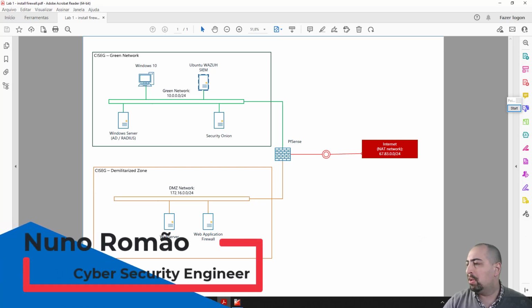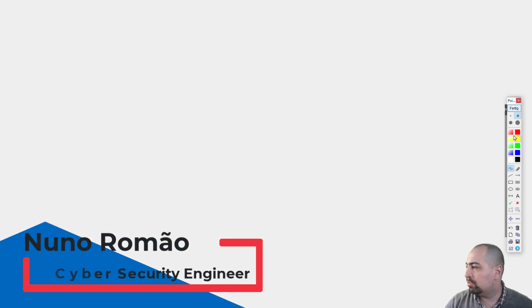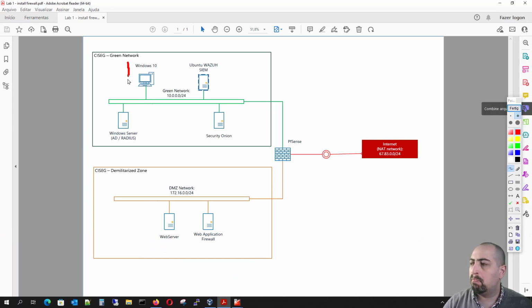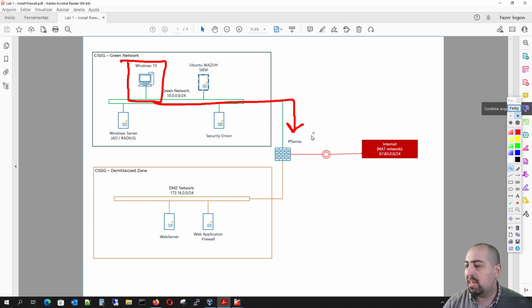In this video we will use Windows 10 to connect to our pfSense firewall using a web browser. You can basically use any kind of system that you want, as long as you have a web browser and as long as you are on the same network.